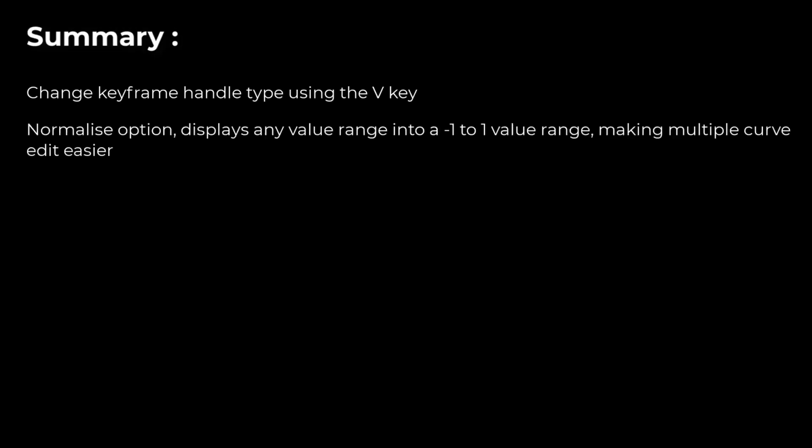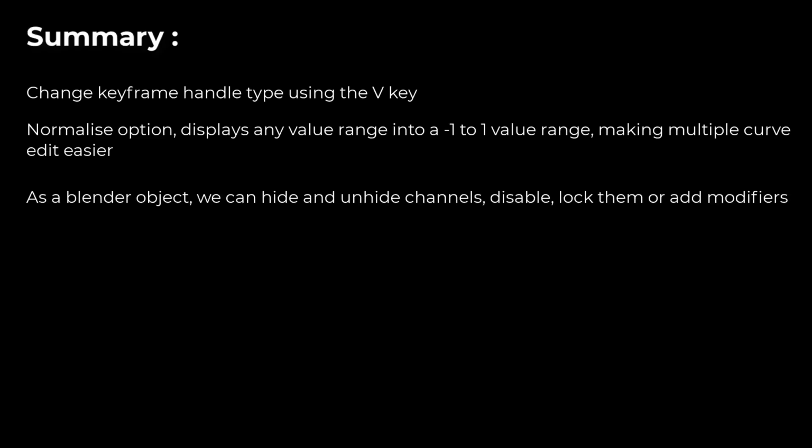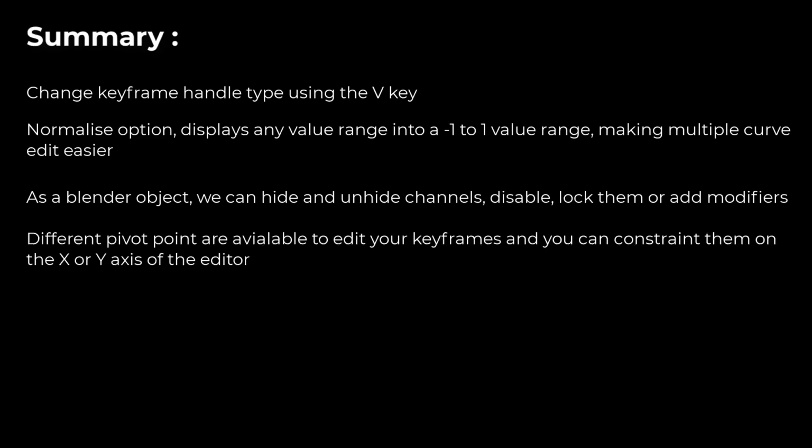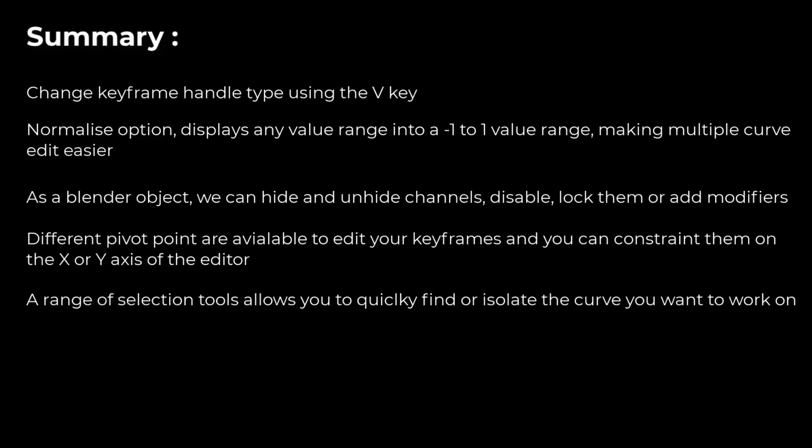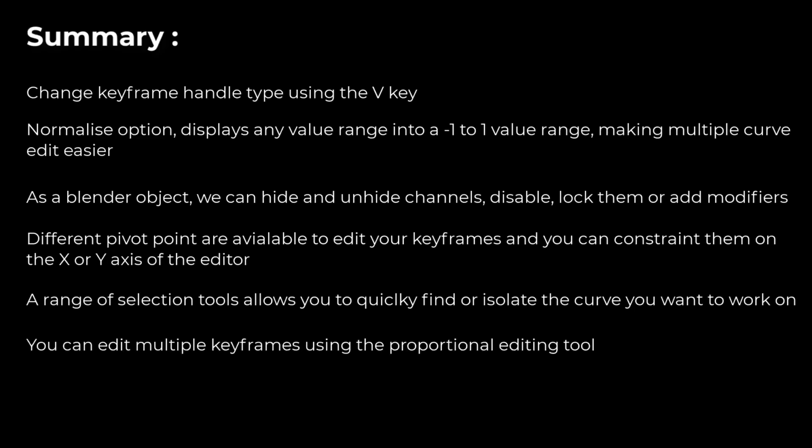We can use the normalize option to display a broad range of curve values into a -1 to 1 range curve value. We can see that through the graph editor we can hide or unhide a curve, deactivate them, lock them, or even add modifiers. As in the 3D viewport, we can use different pivot points and constraint axes. We can use selection filter or quick search to make our selection easier. We can use proportional editing to edit multiple keys at once.